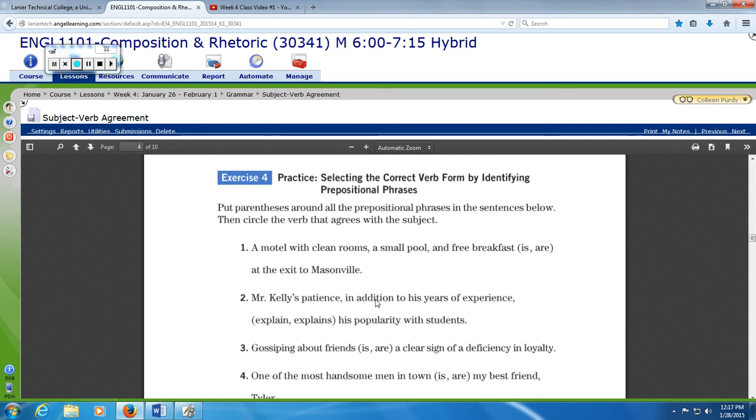Mr. Kelly's patience, in addition to his years of experience, explains his popularity with students. In addition to his years of experience with students. All prepositional phrases. What is the subject? His patience. Okay? And patience is singular, so the verb is explains.